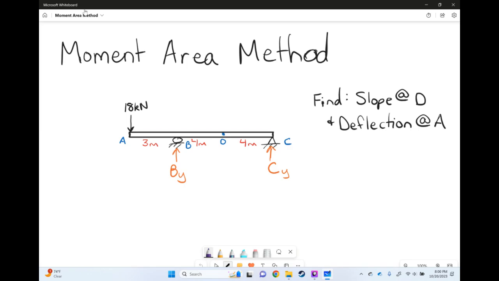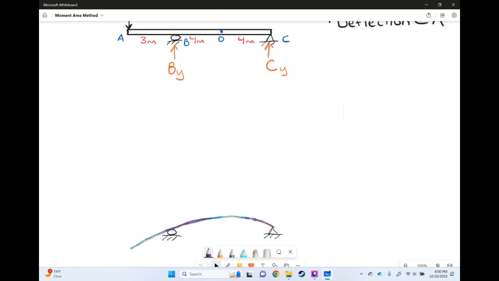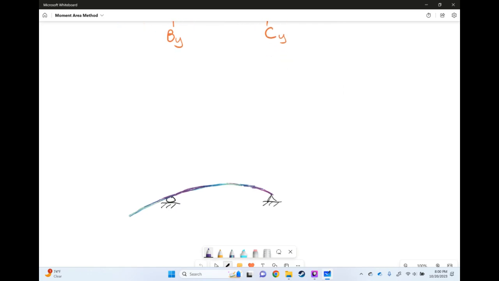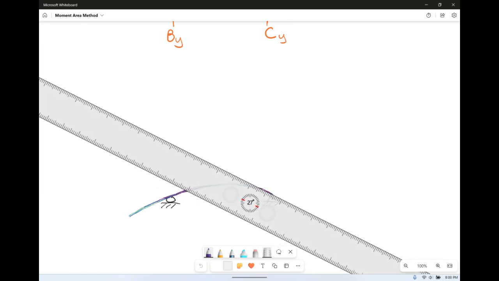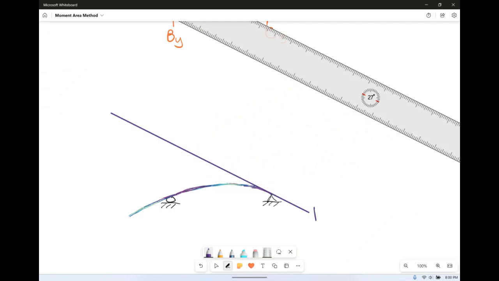So for this example, we're going to find the slope at D and the deflection at A for the given beam. So first up, we have our deflected shape. So here's our deflected shape, and we need to start doing some really fun geometry to figure out what we actually need to calculate. So we need to start finding some tangents. We're going to have the tangent at C here. So this line is going to be the tangent at C.